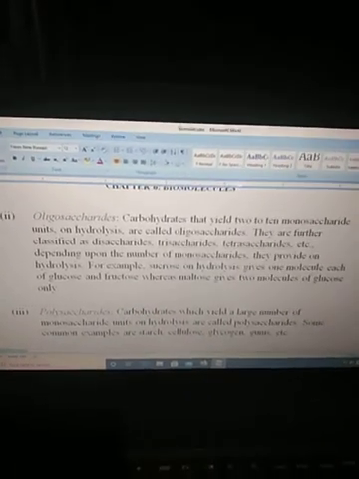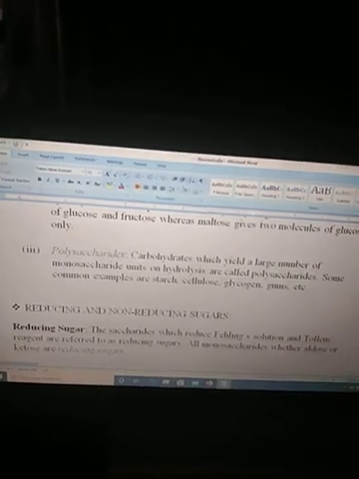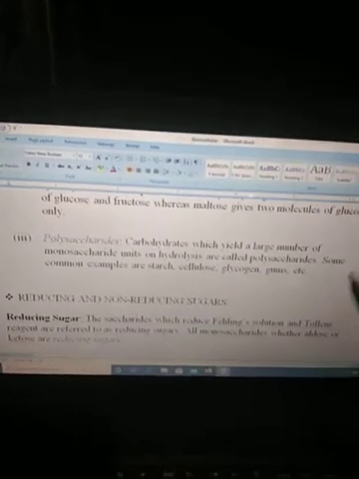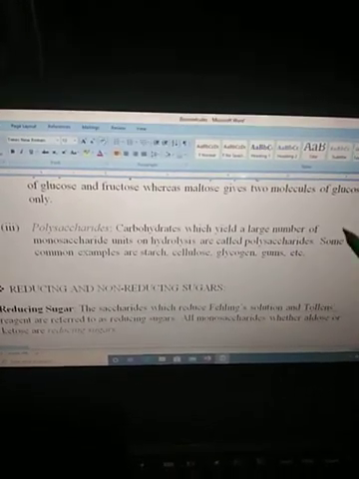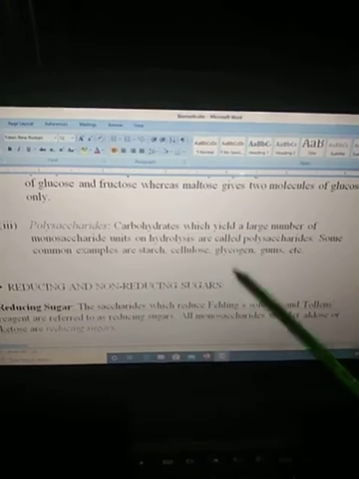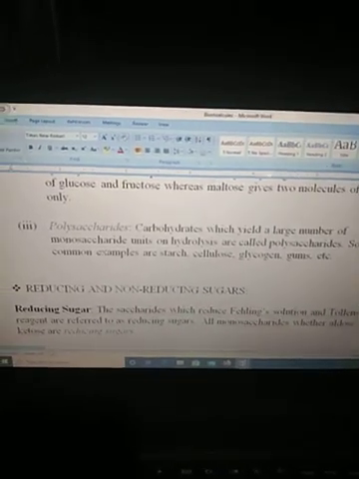Then we have got polysaccharide units. Polysaccharide means carbohydrates which on hydrolysis will give a large number of monosaccharide molecules. For example, starch, cellulose, glycogen. These are the examples of polysaccharides.